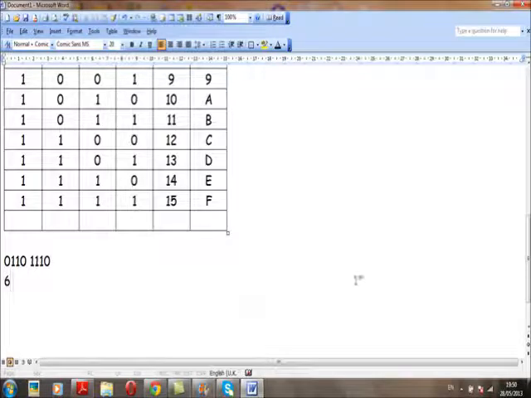And then we've got 1, 1, 1, 0, and 1, 1, 1, 0 is 14, which is E. So we've got 6E, and that's my byte in hexadecimal. So it's very easy to convert. All I need to do is make up this little truth table, and then I can swap from binary into hexadecimal instantly.